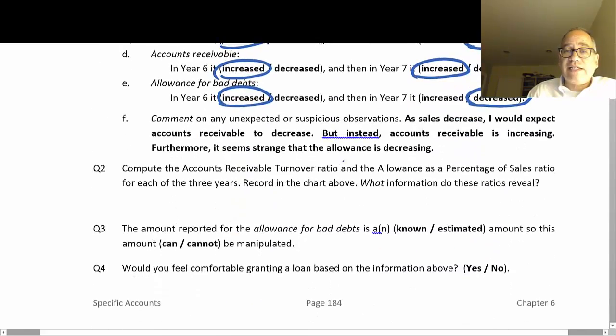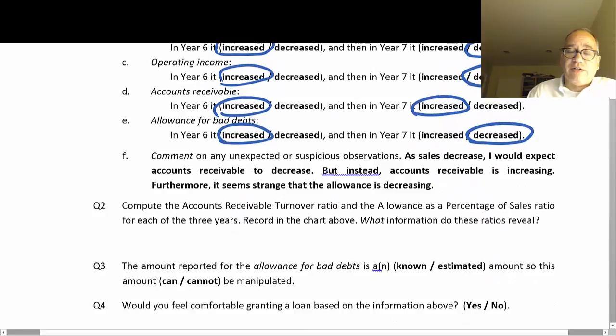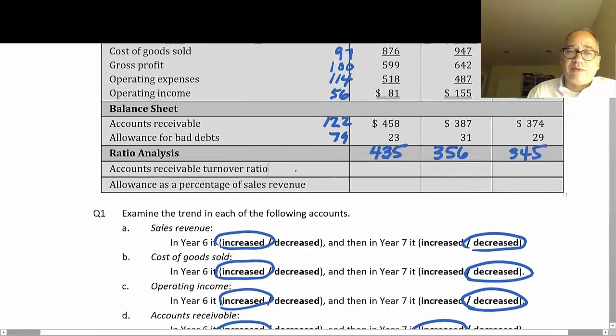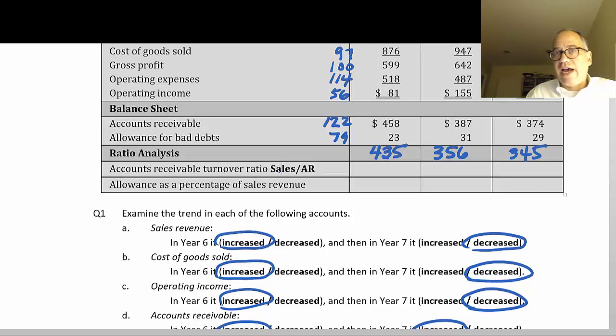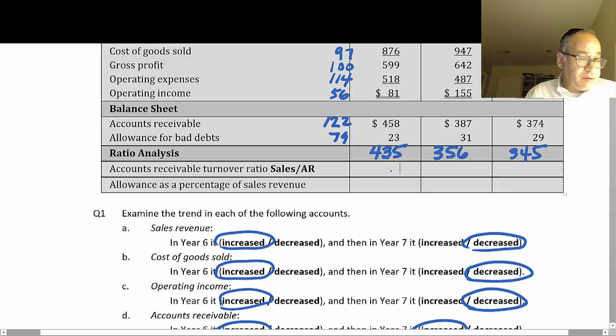The next thing to do is the accounts receivable turnover ratio. And the formula for that, if you looked it up in the book, is sales divided by accounts receivable. And in this class, as we usually do, we're going to use ending accounts receivable. If you want to do this in the technically correct way, you're going to use average accounts receivable: beginning receivables plus ending receivables divided by 2. But in this class, to keep it simple, we only use the ending accounts receivable.